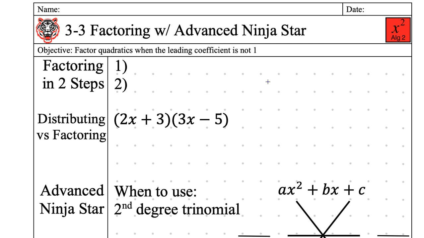All right, Algebra 2, Lesson 3-3, Factoring with Advanced Ninja Star. Today's date is Wednesday, September 30th, 2020, and I need to fix the board, I know. What is our objective? Factor quadratics when the leading coefficient is not 1. There it is. And you've seen that before.